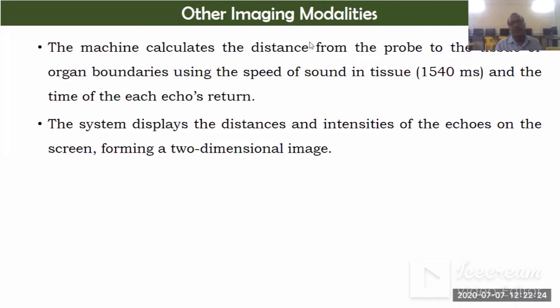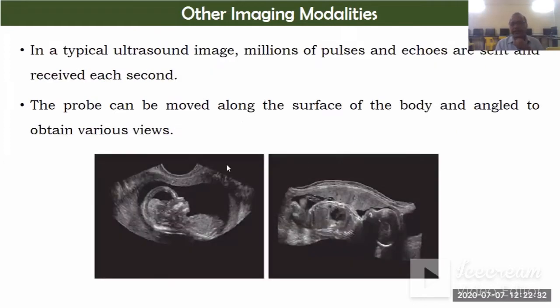So this is one of the examples. Then next, this is also an example of an ultrasonic sound system. In typical ultrasonic imaging, millions of pulses and echoes are sent and received each second, and the probe can be moved along the surface of the body and angled to obtain various views. We have a photo taken of checking the baby's condition. So that particular probe will be moved on the body surface, and it can generate an image based on the returning signal.